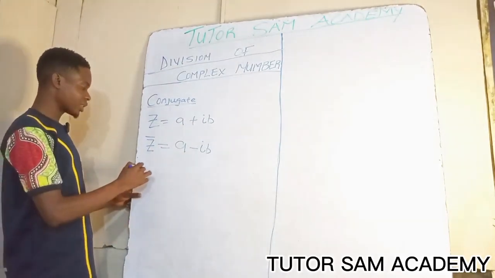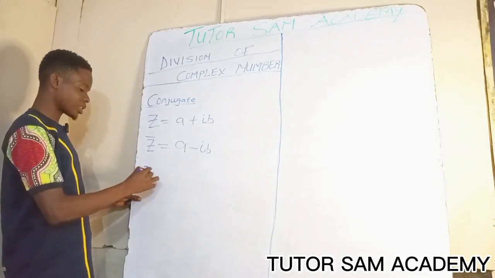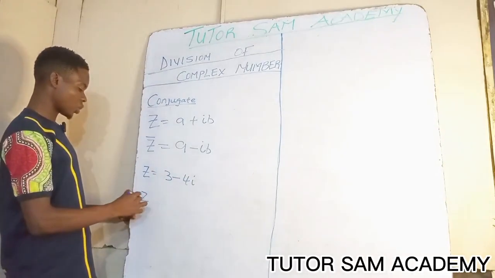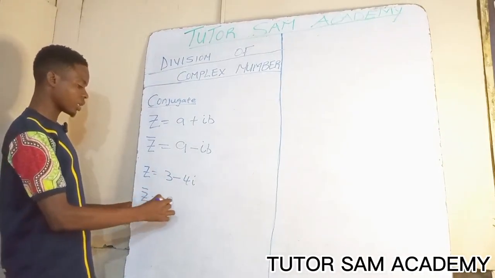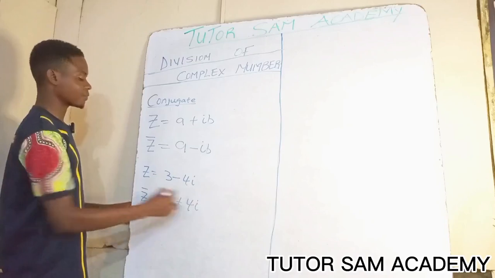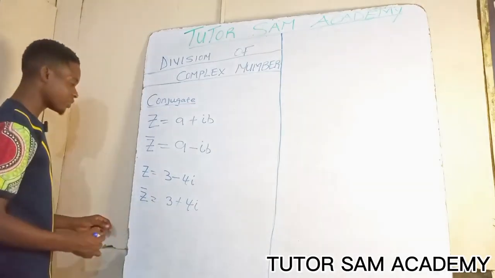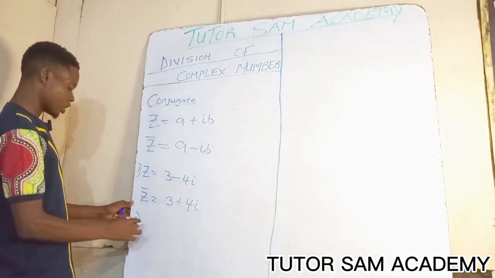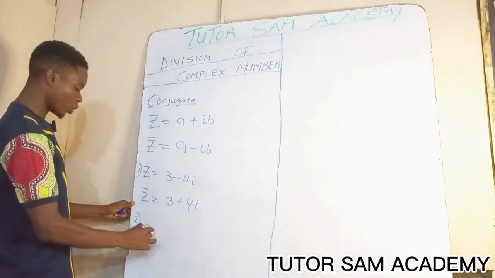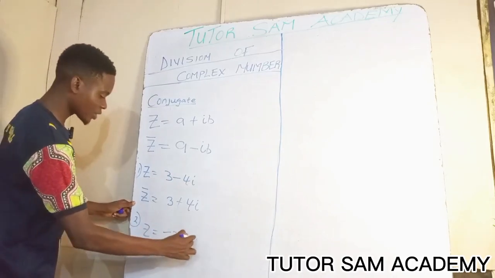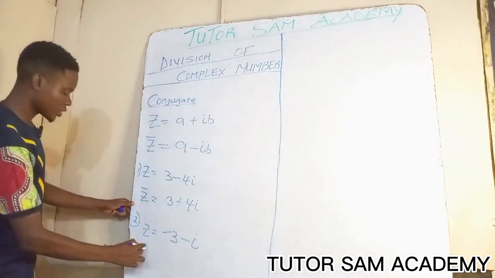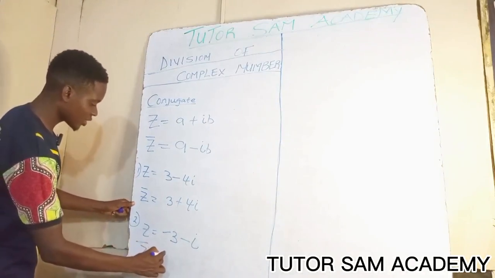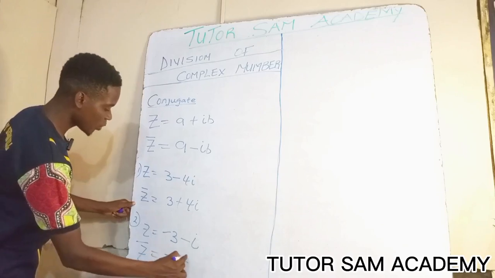So let's take an example. Let's say Z is equal to 3 minus 4i. The conjugate of Z will be 3 plus 4i. Also, let's call this 1, let this be 2. If I have Z to be minus 3 minus i, the Z conjugate will be minus 3 plus i.